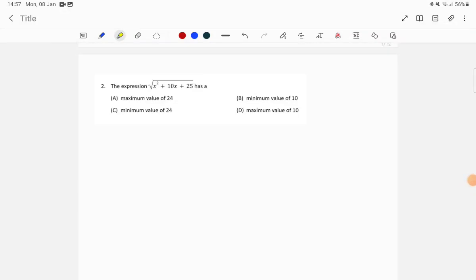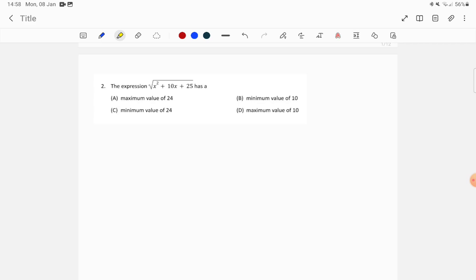expression, root x squared plus 10x plus 25 has a what? So based off our options, we can see that they're asking us to either find the maximum or the minimum value based on this information and the function that is given.